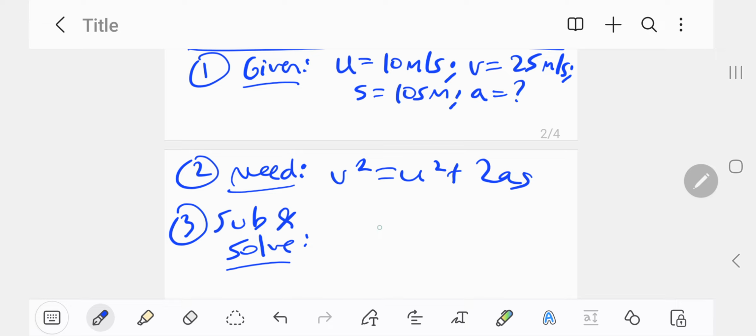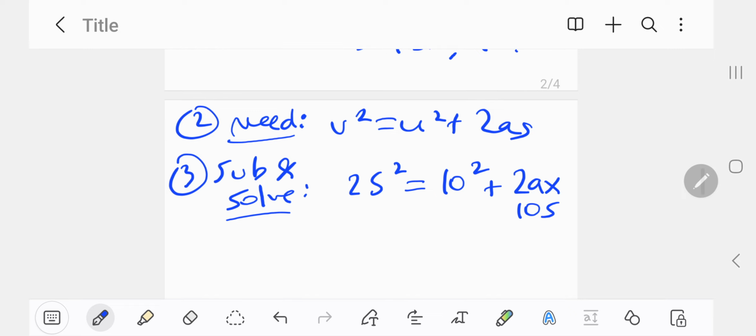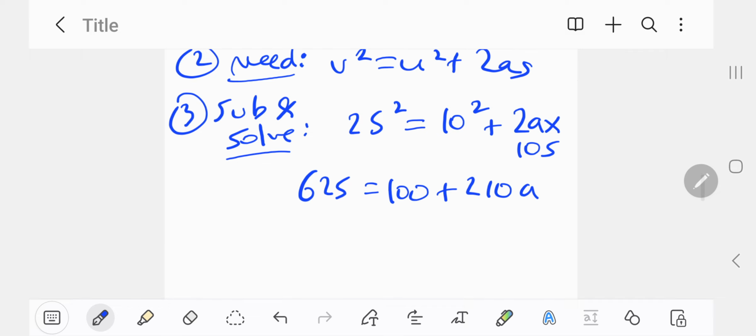Step 3, sub and solve. Okay, v squared, it's 25. 25 squared is equal to u squared, which is 10 meters per second squared, plus 2a, a is unknown, s is 105. So 25 squared, that's 625. 10 squared is 100. 2 times 105 times a, that's the same thing as saying 2 times a times 105. You will get 210a. This is algebra. This is maths. Let's do it.